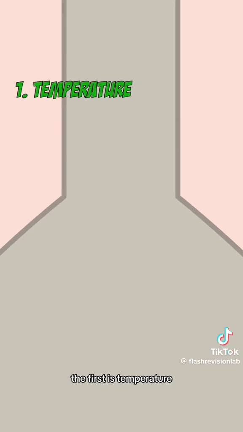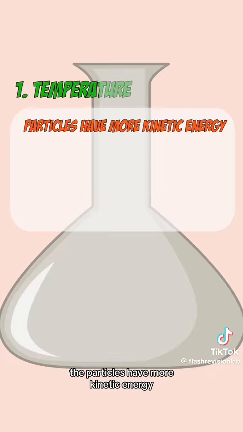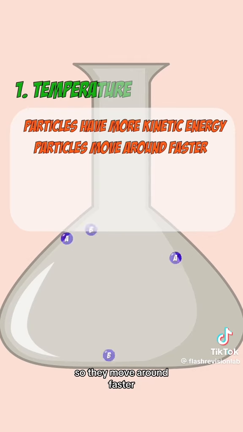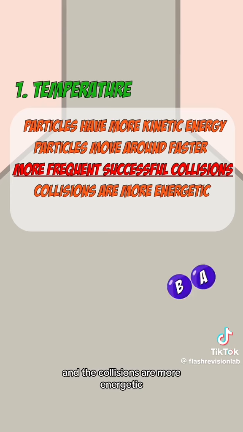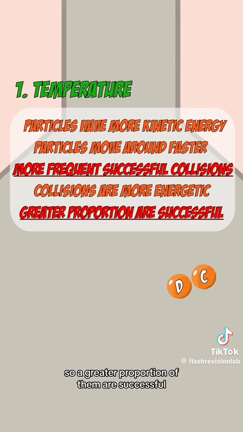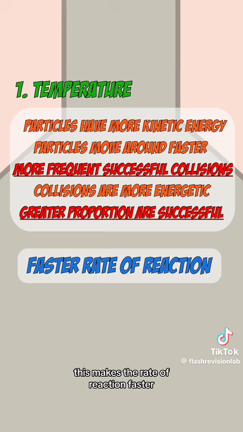The first is temperature. If you increase the temperature, the particles have more kinetic energy, so they move around faster. This means there are more frequent successful collisions, and the collisions are more energetic, so a greater proportion of them are successful. This makes the rate of reaction faster.